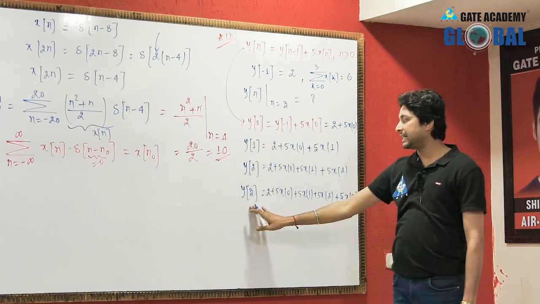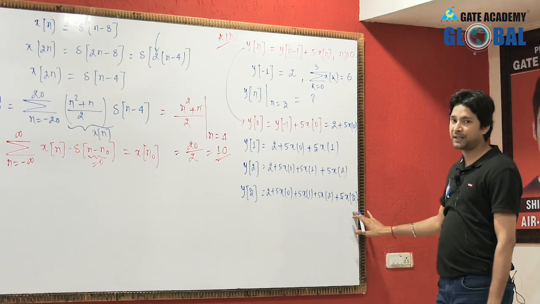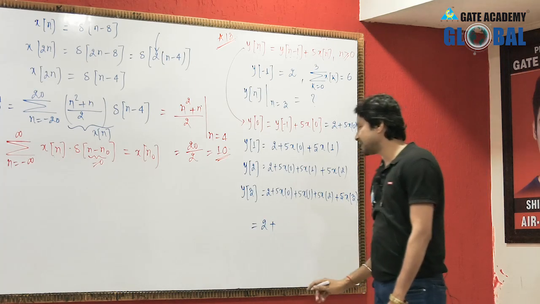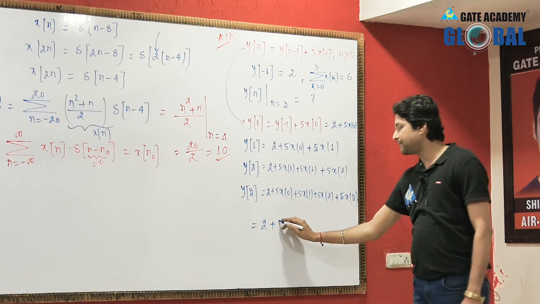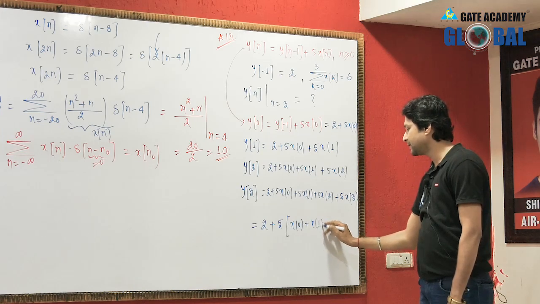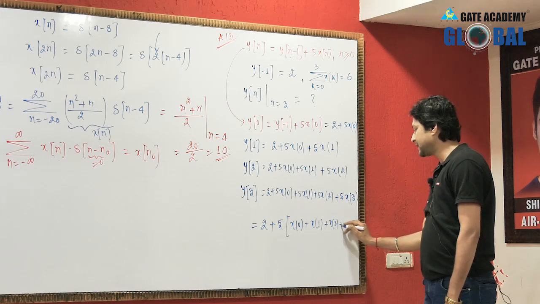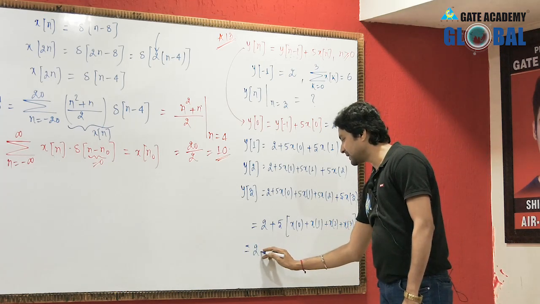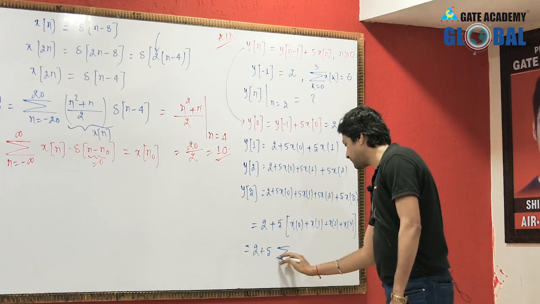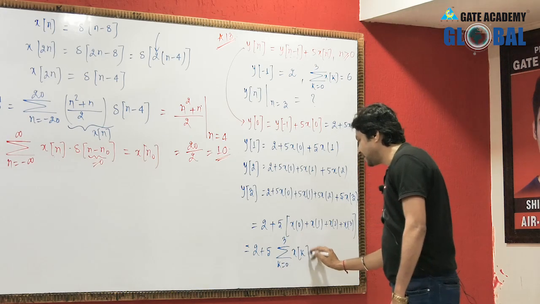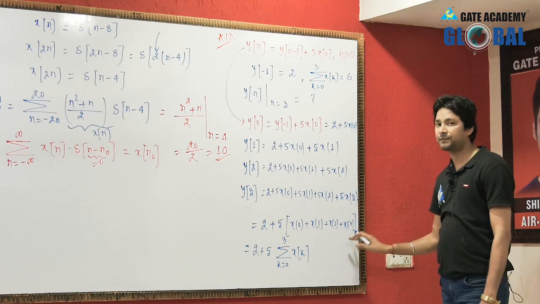The value of y of n at n is equal to 3 will be the value of this function, and this can be written as, if we take 5 common, 2 plus 5 times x of 0 plus x of 1 plus x of 2 plus x of 3. So you can also write it like 2 plus 5 times summation from k is equal to 0 to 3 of x of k. It is nothing but x of 0 plus x of 1 plus x of 2 plus x of 3.